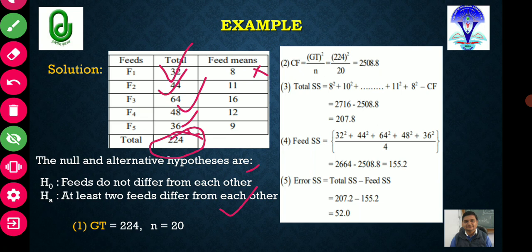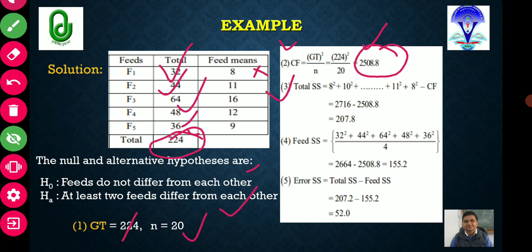So you have found the grand total 224, and the total number of observations was 20. Now with this you find the correction factor. Correction factor is grand total square divided by total number of observations. The grand total was 224, so 224 square divided by 20, you get 2508.8.